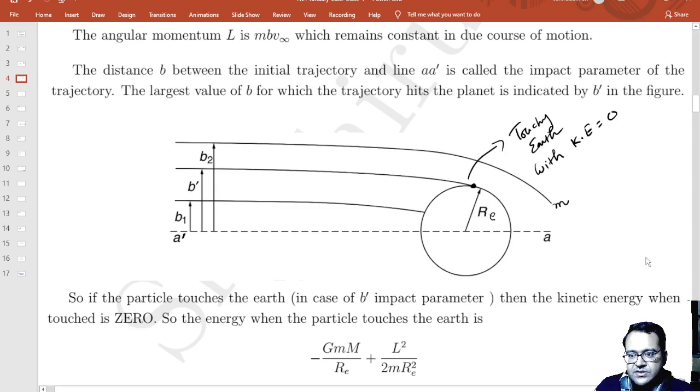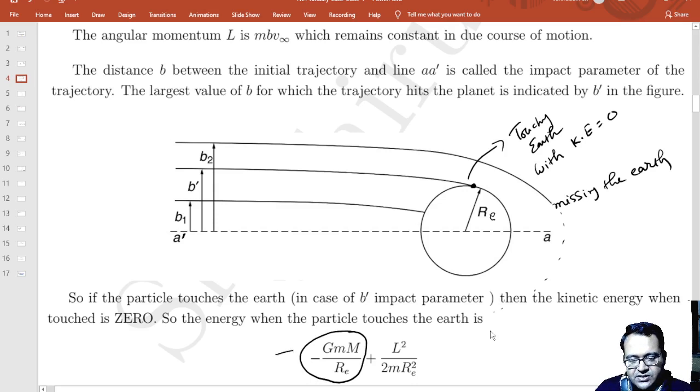And this is missing the earth, going with a parabolic trajectory like this. And this is directly hitting. So if the kinetic energy is 0, then the potential energy is not only this, what is this?